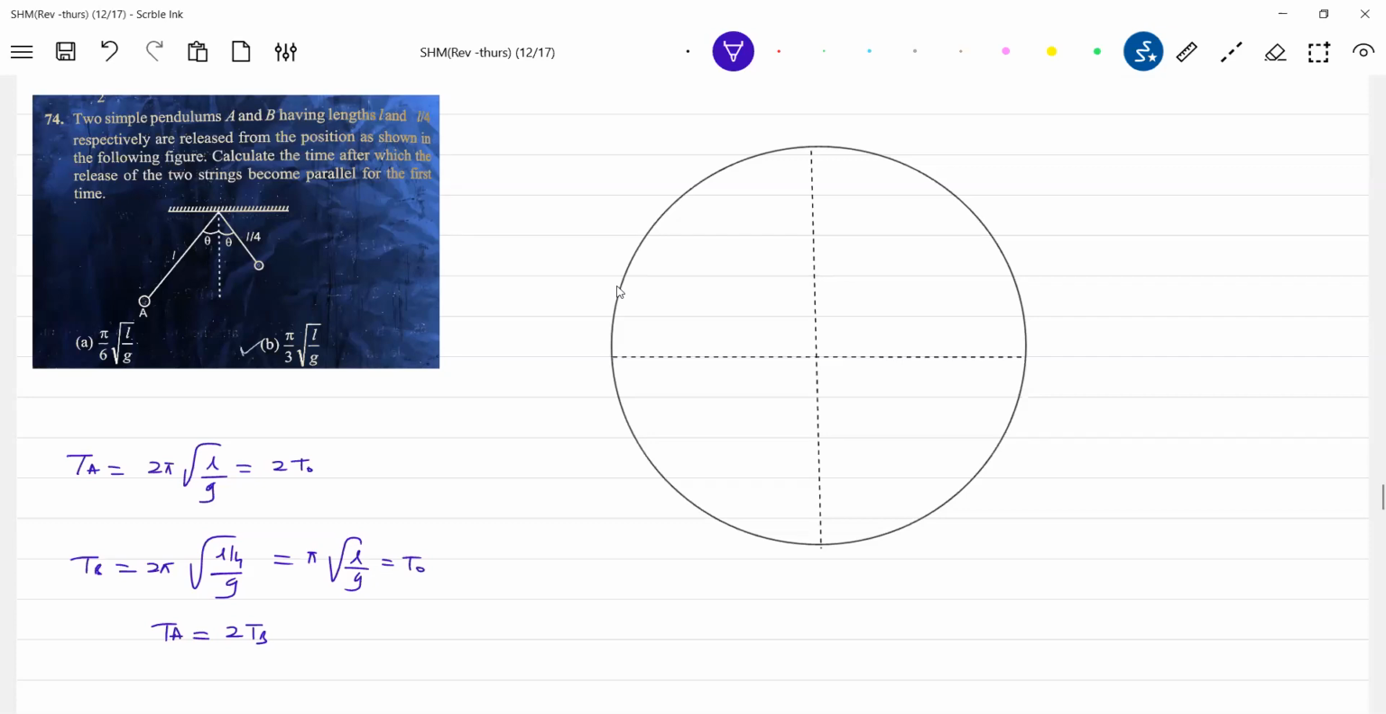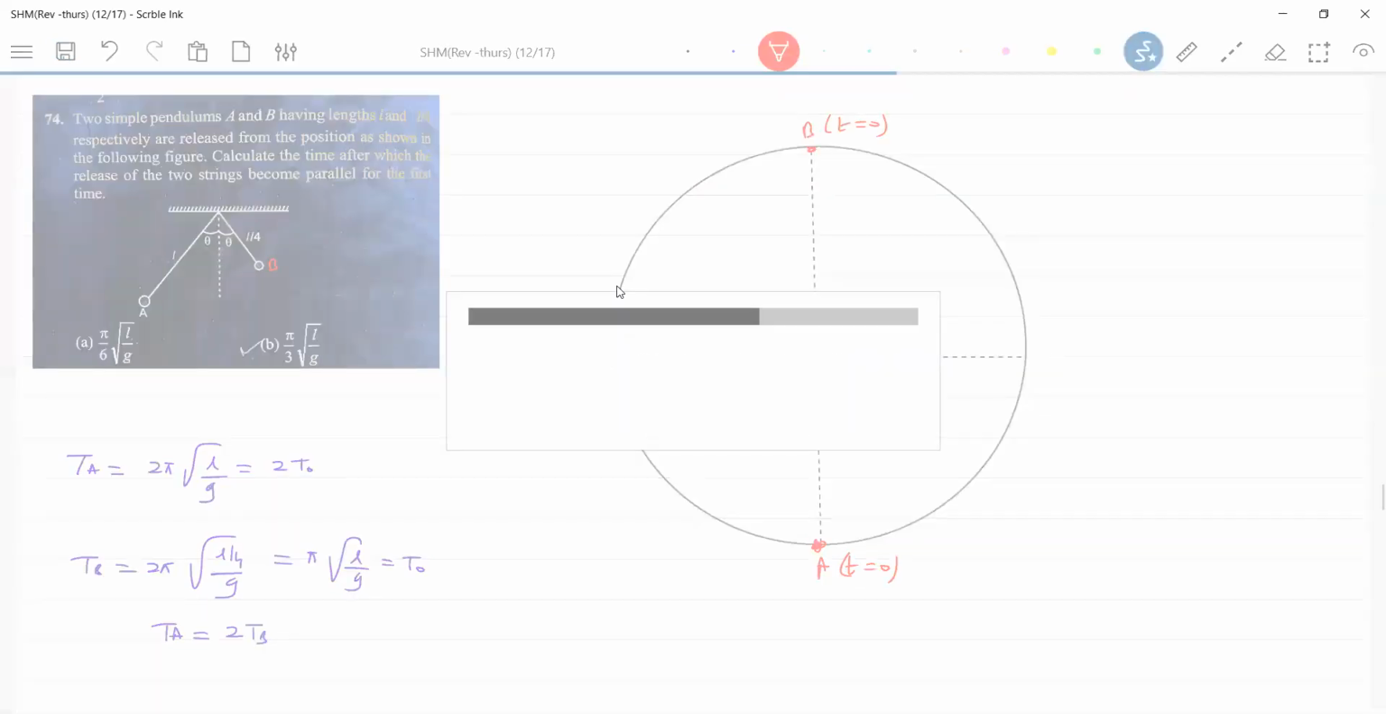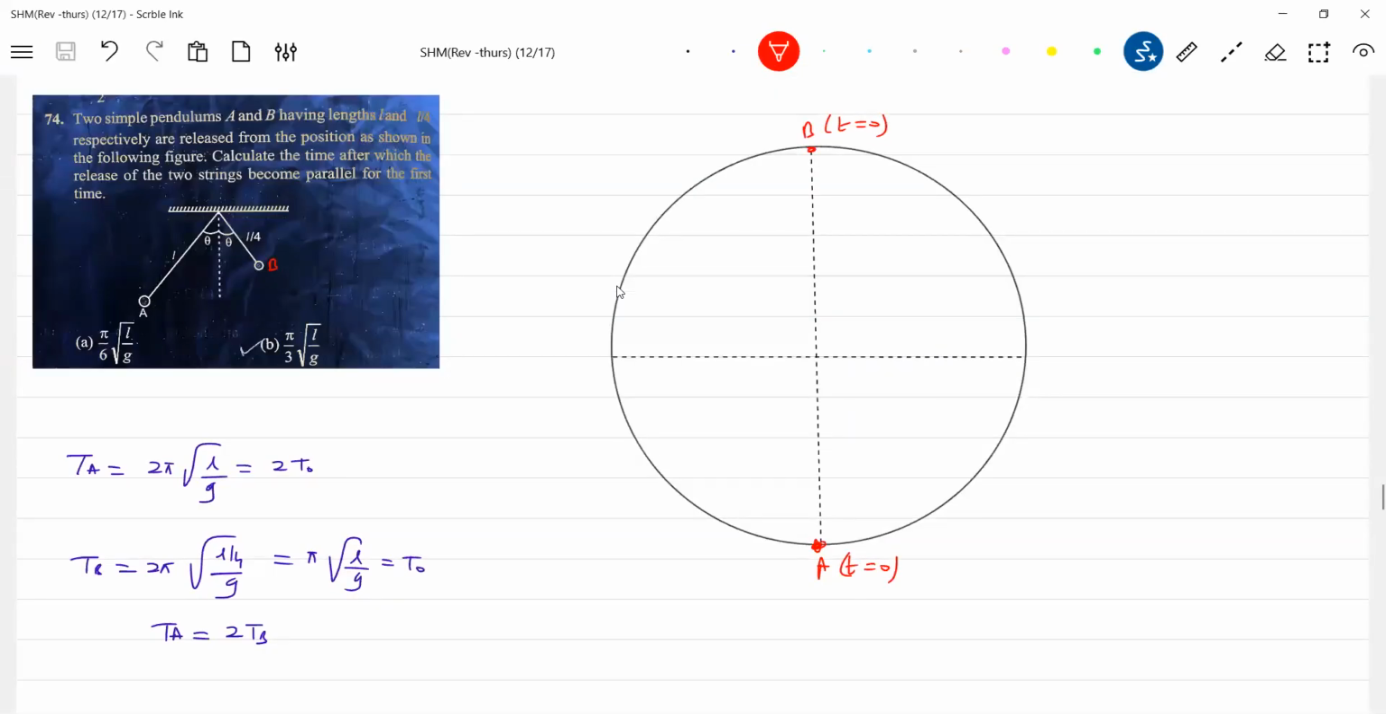So initially this is B, no? This is B. Let B start from here. And what about A? A is at the other extreme. I felt that using this phasor diagram will make it easy for us to analyze. Whenever two particles come, it is better to take a phasor diagram because it will help us a lot. Both will be at the same position.